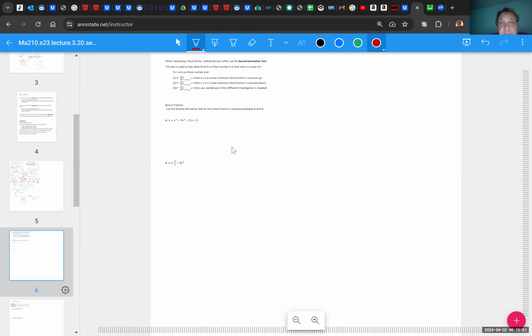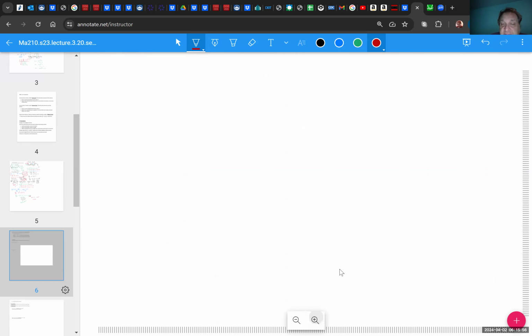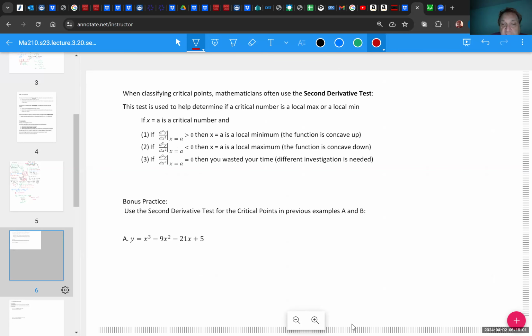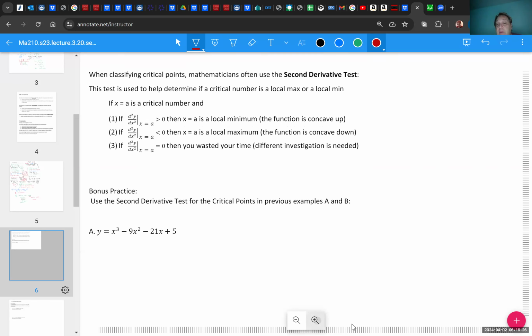All right, next page. Let me zoom in a little bit so it's easier for us all to see, especially those with smaller screens. All right, so as I mentioned previously, there's a way of trying to classify our critical points as local min, local max, or inflection points without using the increasing and decreasing test, making a little table and testing whether it's increasing, decreasing. That can seem a little burdensome in terms of how tedious math can be. So we have another way of doing it.